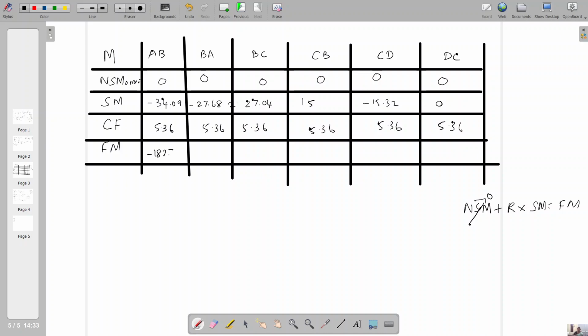So the final moments are 82.72, minus 144.72, plus 144.72, and 80.4, minus 80.4. So these are the final moment values in kilonewton meter. You have to mention the unit also. So with this, we have finished the sway analysis of the given problem.